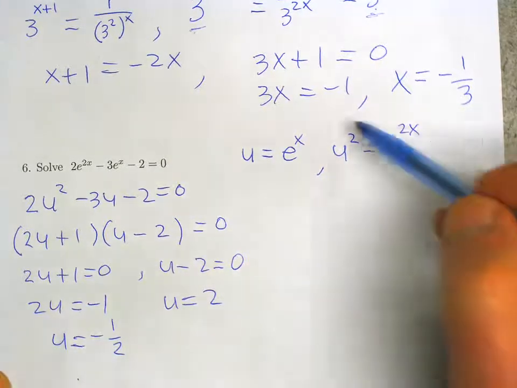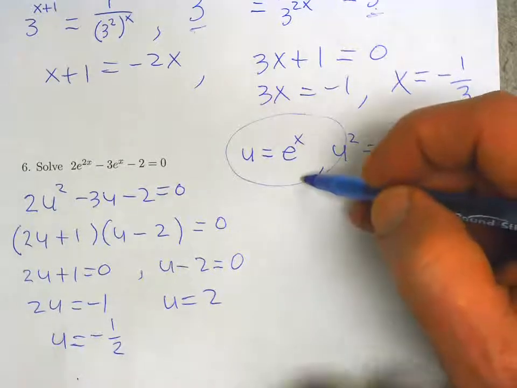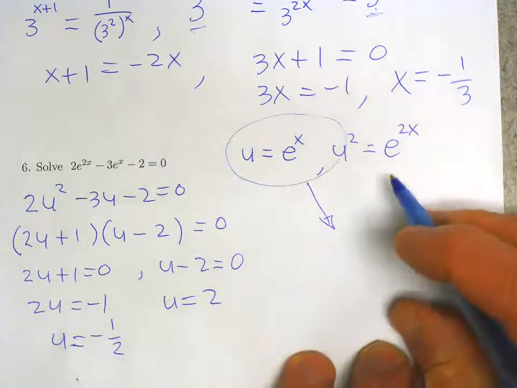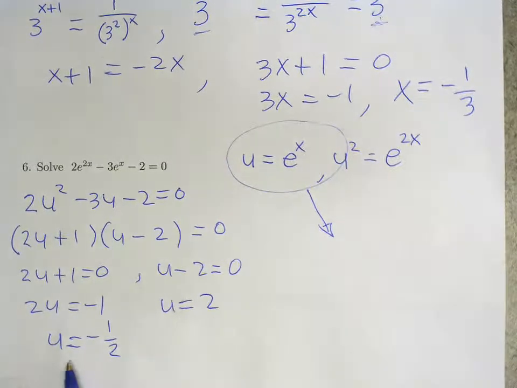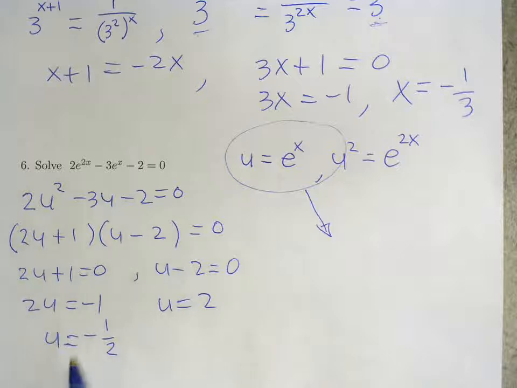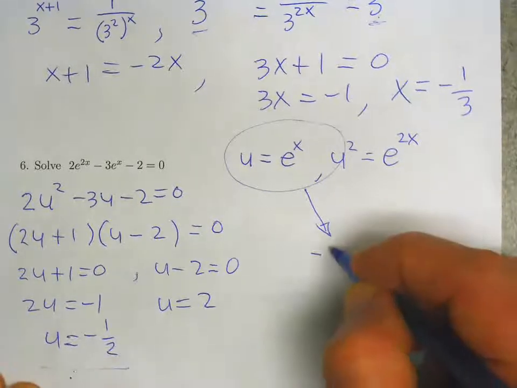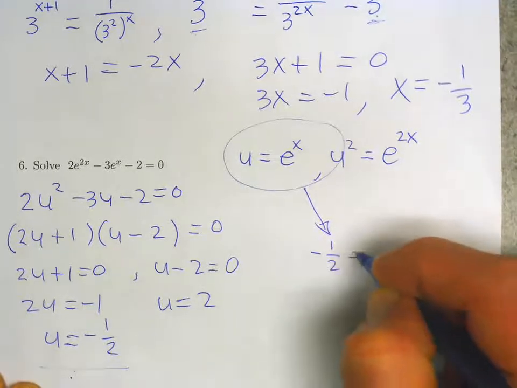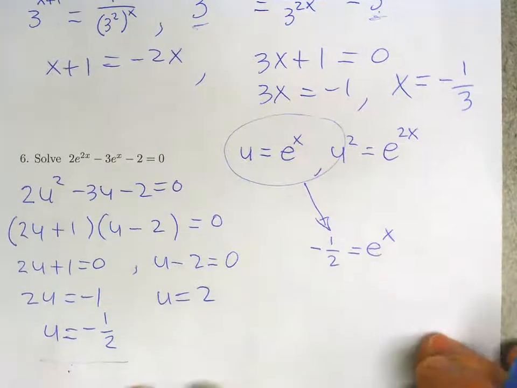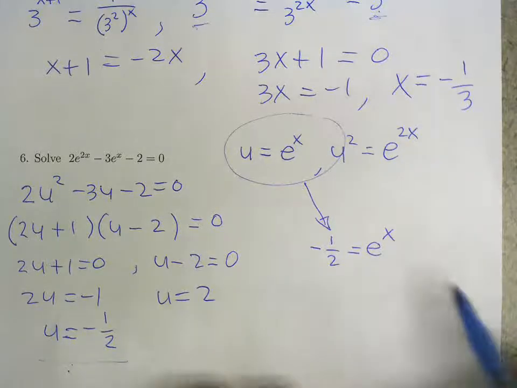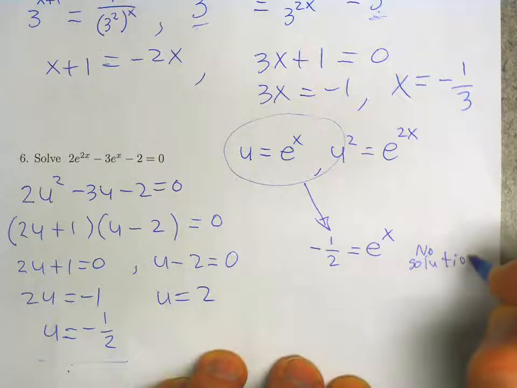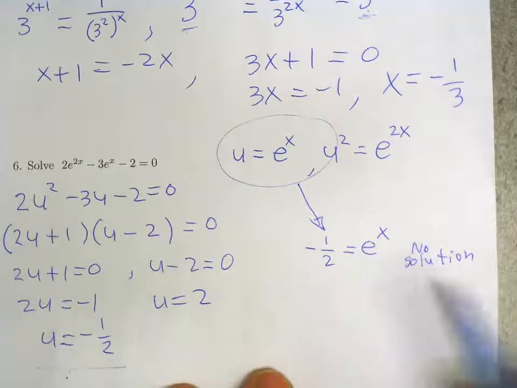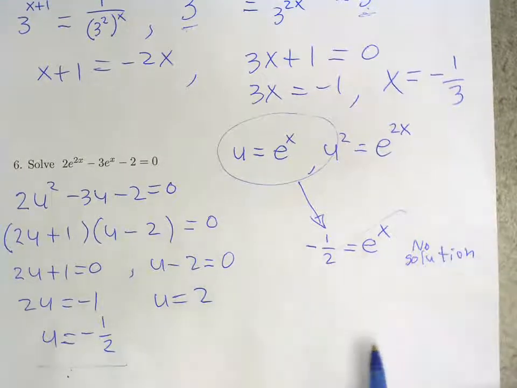Hey, the goal, though, is to solve for x. So we remember that u is equal to e to the x, and then when we test these two solutions for u, first we'll test u equals -1/2. If we set -1/2 equal to e to the x, we know that this can never happen. This has no solution because e to the x is never negative. So that can never happen.